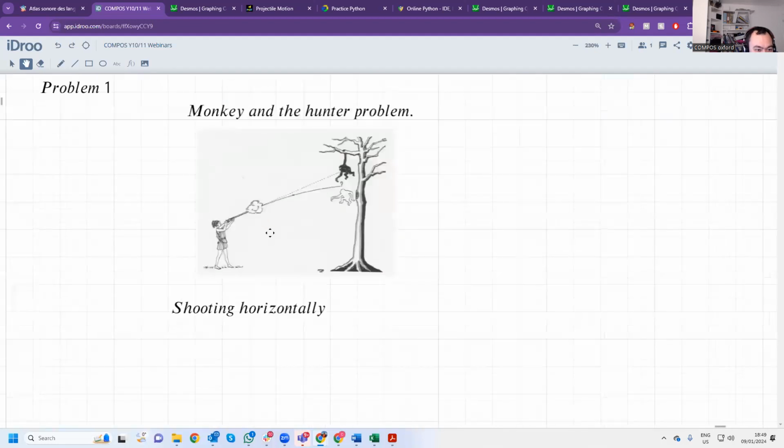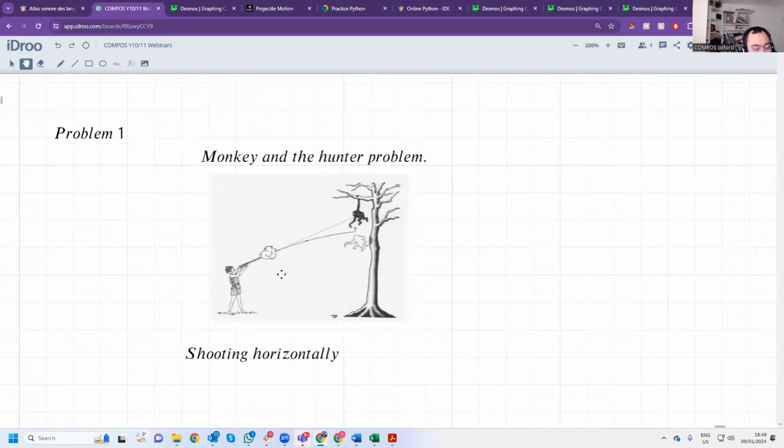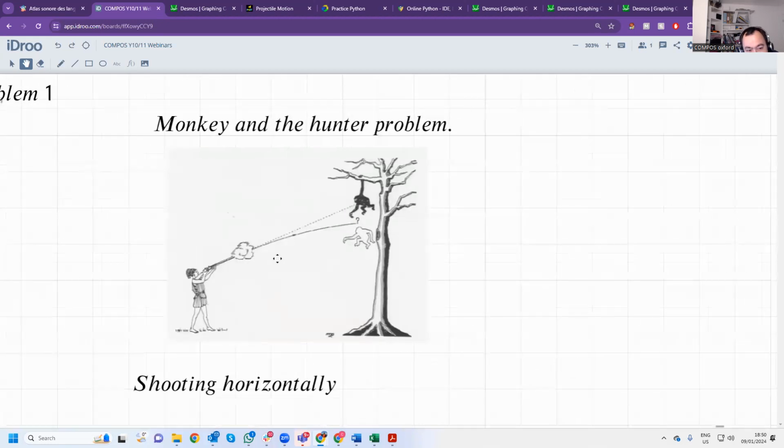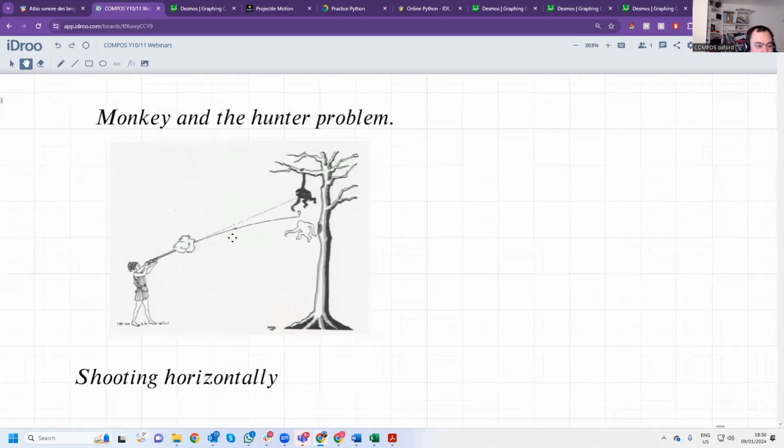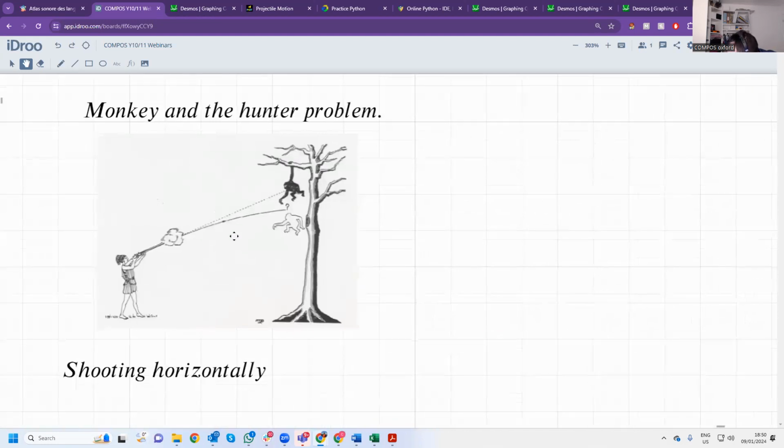A hunter is trying to shoot a monkey for whatever reason. I don't know. Animal cruelty, as promised in the beginning of this webinar. Trying to shoot a monkey. The monkey sees that and decides that if at the moment when the hunter pulls the trigger, I let go of the branch, the bullet will go past.